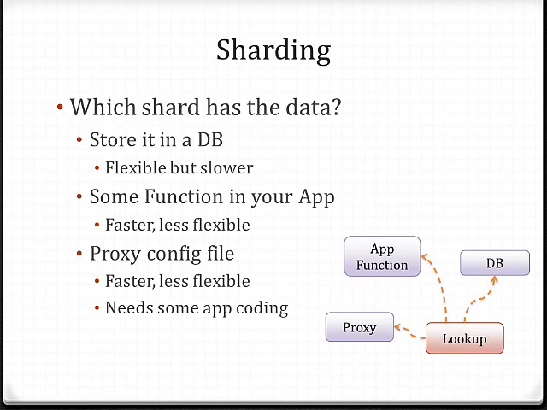So which shard has the data? You're doing a lookup, and you can do it in three ways. You can store it in a database, so it's flexible but slow, because every time you want to get to the right shard, you have to do a database query. You can keep it in your app, in some kind of function. It's faster but less flexible because you have to deploy it and whatnot. Depends on you. Or you could keep it in a proxy config file.